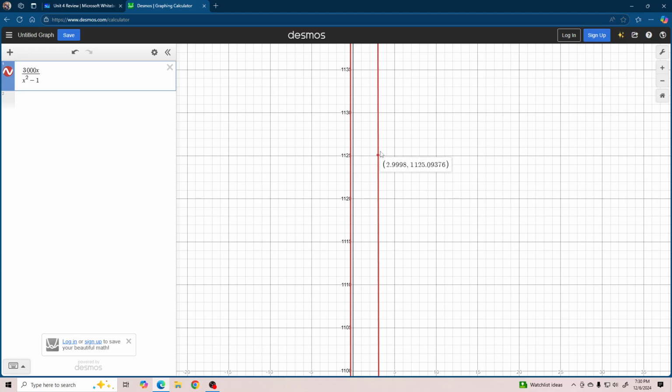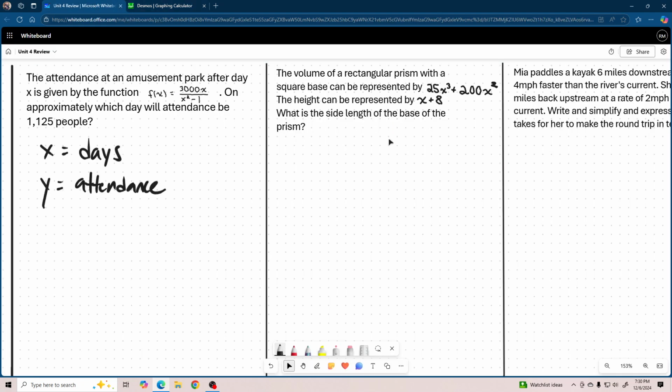It's going to be 3, right? You can see how close it's getting. I just can't get it there. There we go. 1125, 3. So in other words, what this is saying is that on day 3, we will have an attendance of 1,125. So that's the easy way to do it, right?